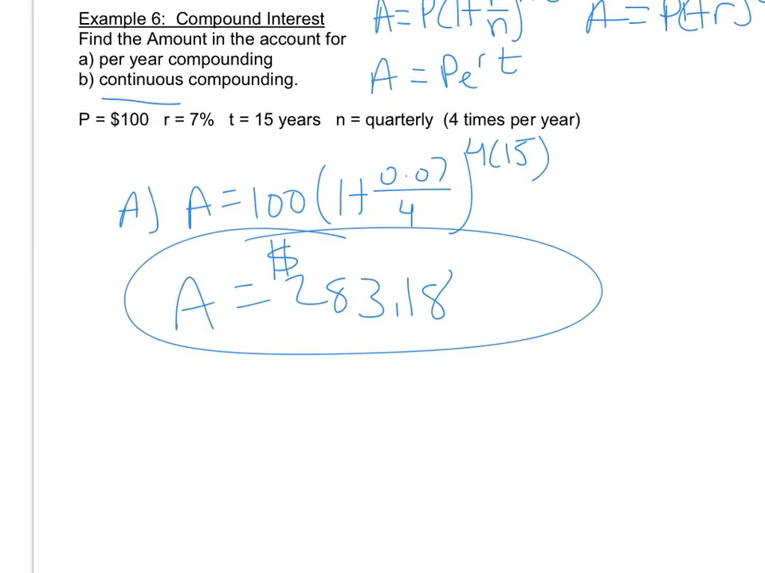And then part B, they wanted compounding continuously. So continuously, you would use this. A equals, what was it, 100 e to the 0.07 times 15. So 100 e to the 0.07 times 15. And this one would be $285.77.